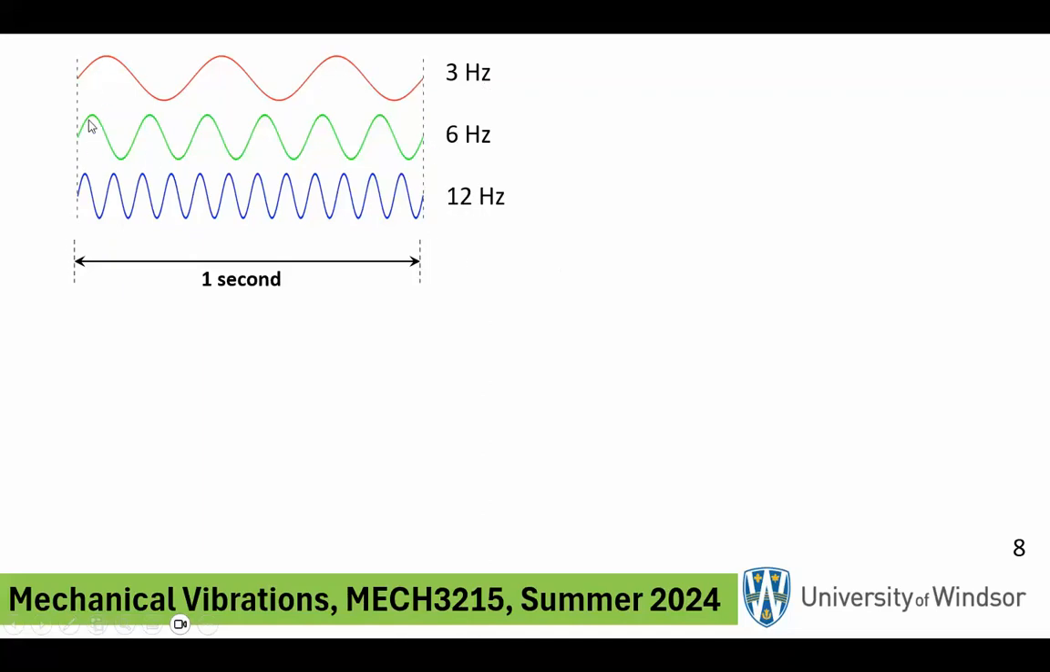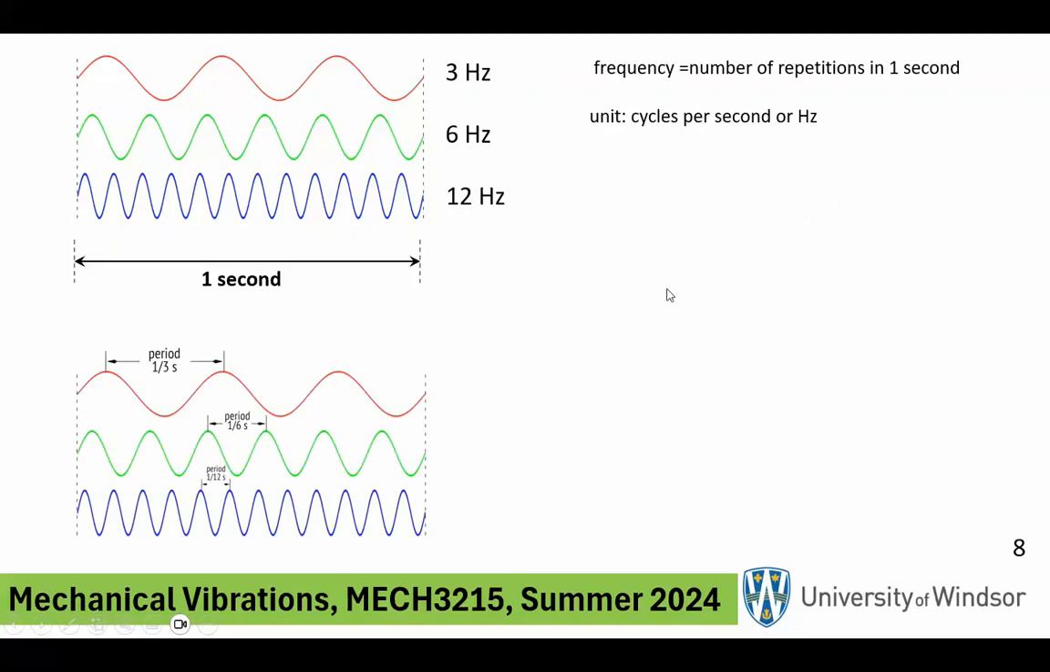Here's a sine curve which repeats itself 6 times in 1 second. And this one is 12 times in 1 second. So that's why we call these a 3 hertz signal, a 6 hertz signal, a 12 hertz signal. So basically, in terms of hertz, the frequency is the number of repetitions in 1 second.